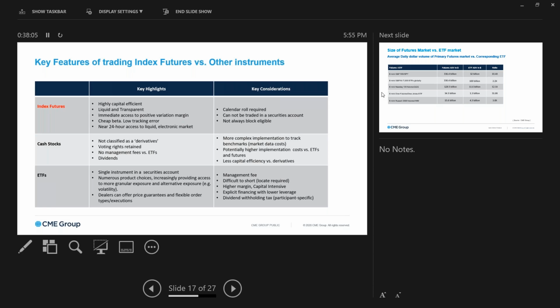And this is not classified as derivatives. If you obtain a certain amount of stocks, you have the voting rights. You also get the dividends from the cash stocks, but that gives you a little bit of trouble, because we are all living outside of the U.S. So as a non-U.S.